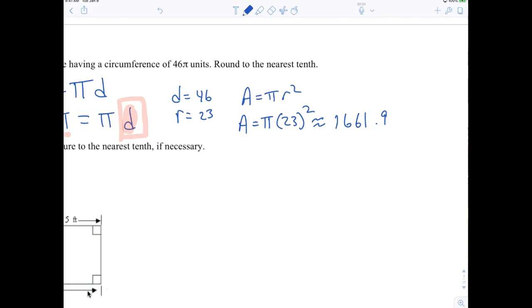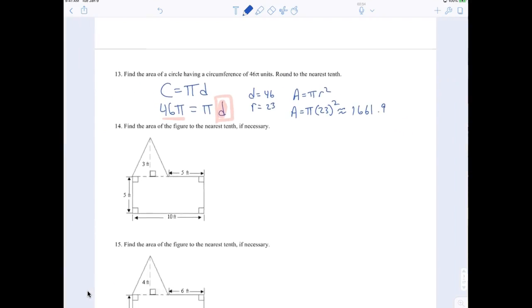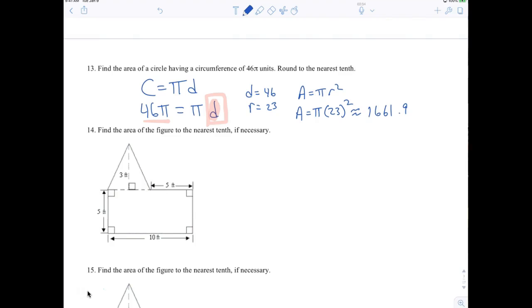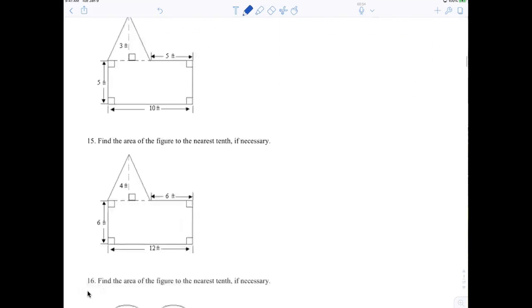All right, some people round it. Some people put 3.14, some people put pi. Agreed? All right. Oh yeah, I forgot the units. Thank you. So you'd say units squared though. Units squared. Thank you. All right. Now let's take a look at 15.